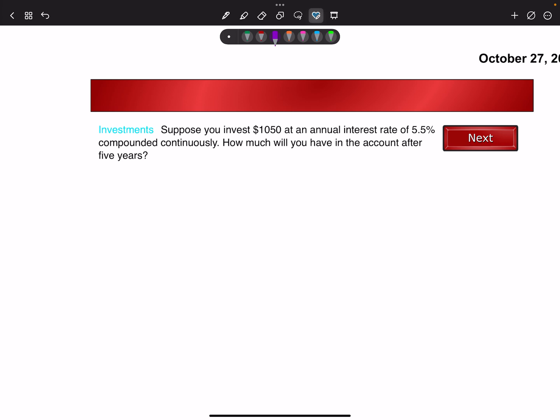So let's do an example so that you can see. Suppose you invest $1,050 at an annual interest rate of 5.5%, compounded continuously. How much will you have in the account after 5 years? Well, in that first sentence, there's a few things I can highlight. You invest $1,050. There's an annual interest rate of 5.5%. Your money is going to be compounded continuously. And how much will you have in the account after 5 years?